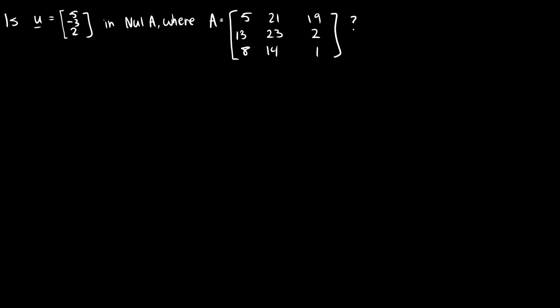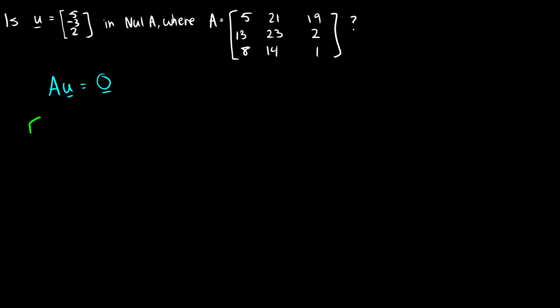So here's an example question when talking about null spaces, a nice computation question. Is this vector u, 5, negative 3, 2, in the null space of A, where A is equal to this matrix? So how do we check this out? Well, the null space is the set of vectors such that Au is equal to 0. So we just have to check that Au is equal to 0.